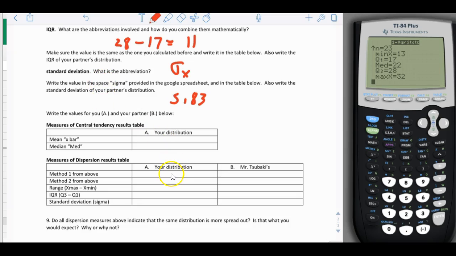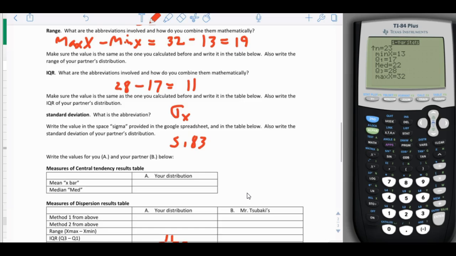So I'm going to write my data from here, and then you're going to do that for your data, and you're going to do that for my yellow distribution at the top. So for IQR, it's going to be 11. For standard deviation, it's 5.83. For range, it is 19.